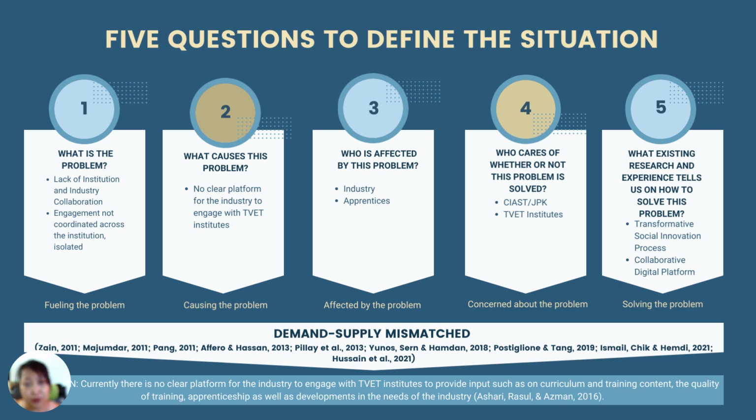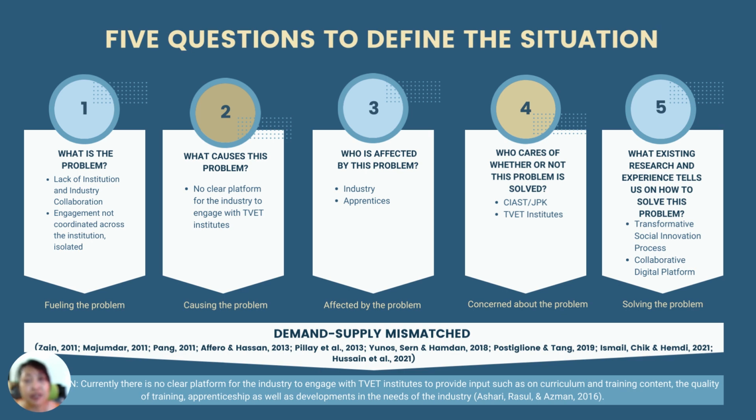Existing research and experience suggests that transformative social innovation can be a strategy, a process of changing social relations between industry and TVET institutes, involving challenging participation in identifying creative solutions through the creation of shared value, the empowerment of social value, and the creation of new forms of power relations. So, by mobilizing a process of social relations that challenge participation, CIAS and JPK as change agents will alter the Malaysian TVET ecosystem, resulting in long-term societal impact.